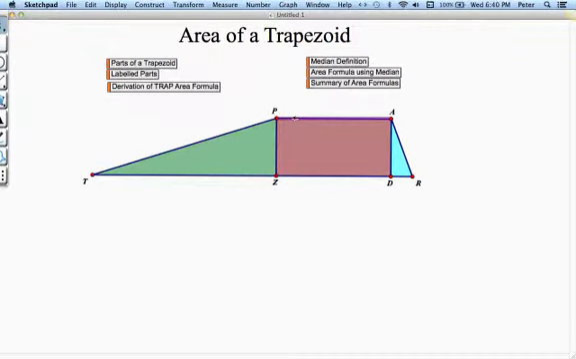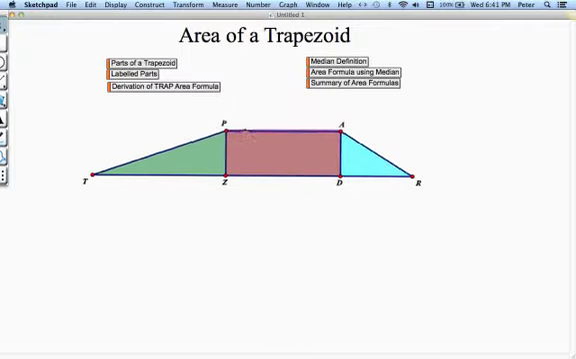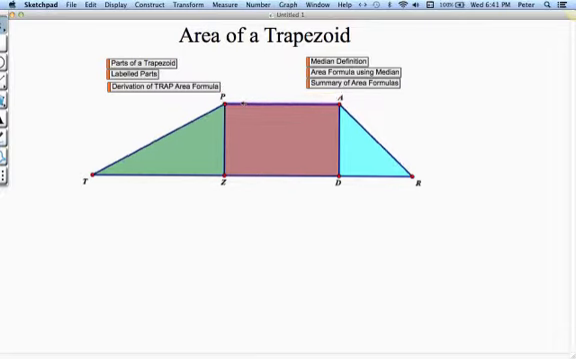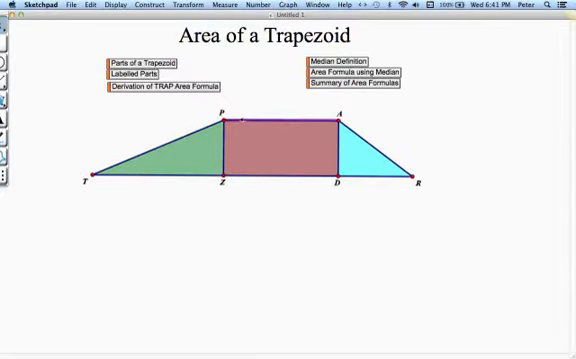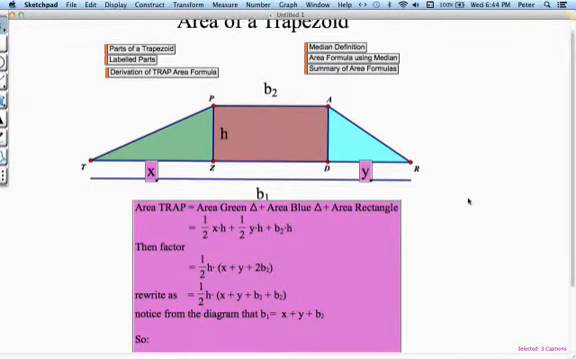You have some that, quite frankly, look like just a rectangle with a triangle next to it. Others can be very short and squat. They can be really tall and wide. So they come in all different sorts of shapes. Okay, so let's take a look at the derivation of where this area formula for trapezoids comes from.